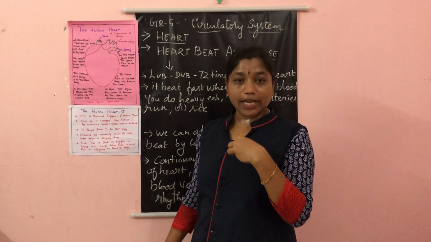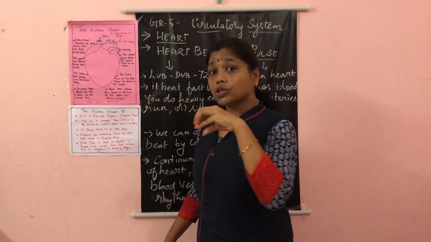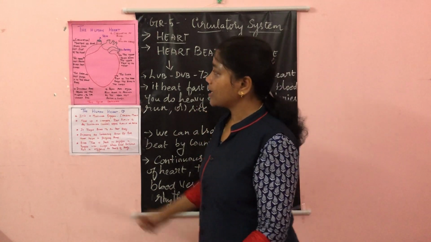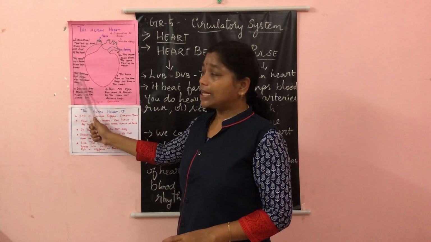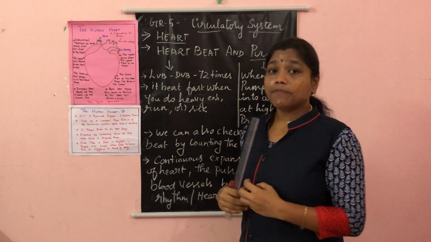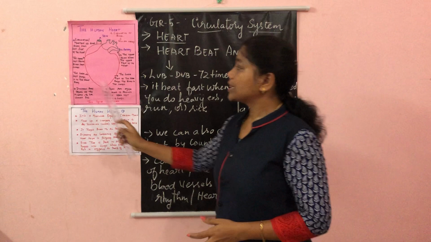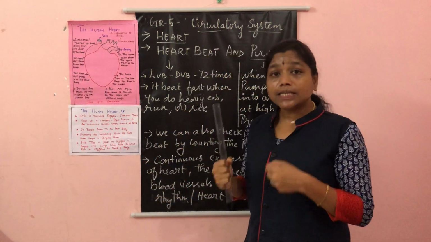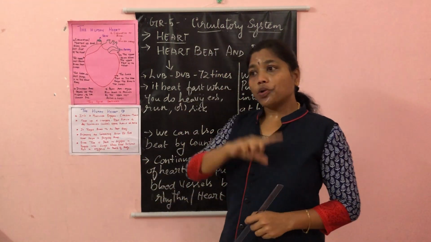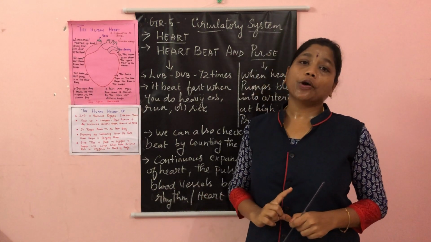We take in oxygen, and this oxygen reaches the lungs. From there, the upper left receives the blood from the lungs. Then what happens? The lower left pumps this oxygen-rich blood to all the different body organs.